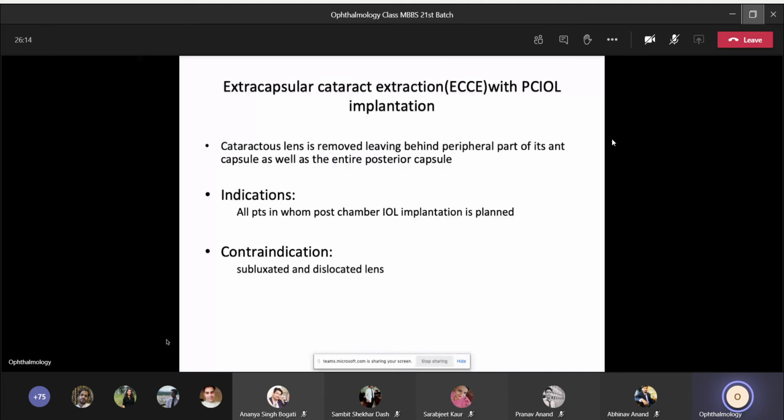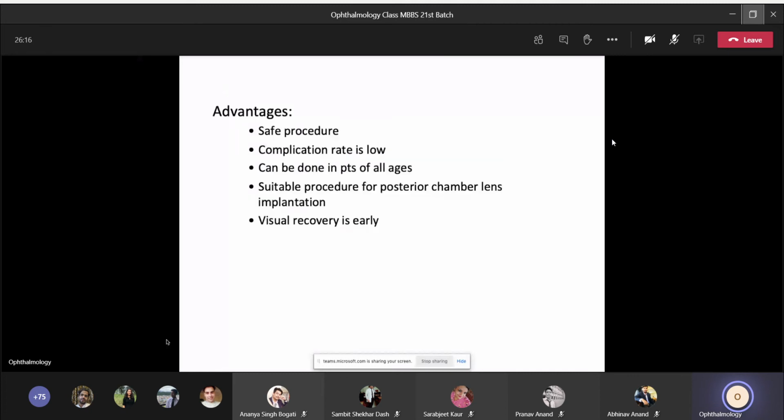The advantage of extracapsular cataract extraction is that it's a very safe procedure and the complication rate is very low, because the zonule is not disturbed and the vitreous phase is not disturbed. It's an easy technique and can be done at all ages. The most important advantage is that we can implant the posterior chamber intraocular lens. The patient will be pseudophakic and will have good vision on the very next day, so the visual recovery is very early.